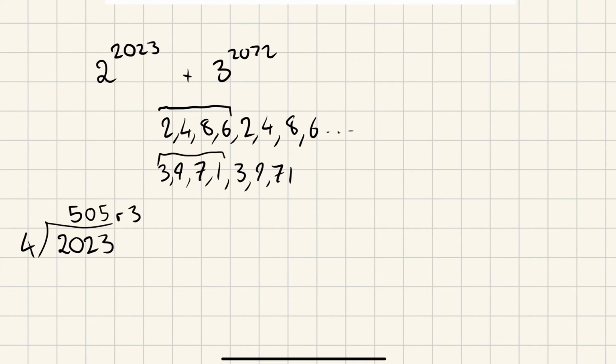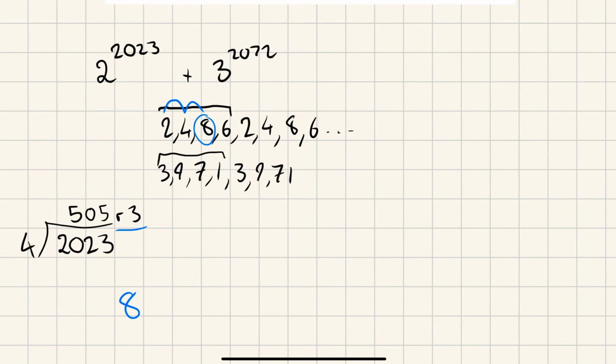Now we don't care about the 505. We only care about the remainder, which means it's done 2, 4, 8, 6 a total of 505 times. And the remainder is 3. So then it did another 3. What does that mean? It will end in 8. So the unit digit of this will be 8.